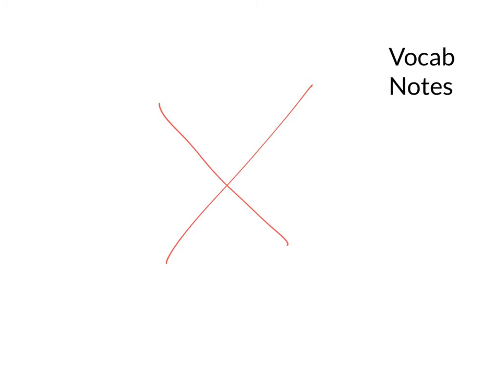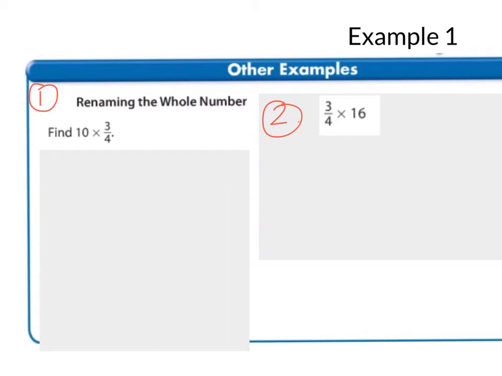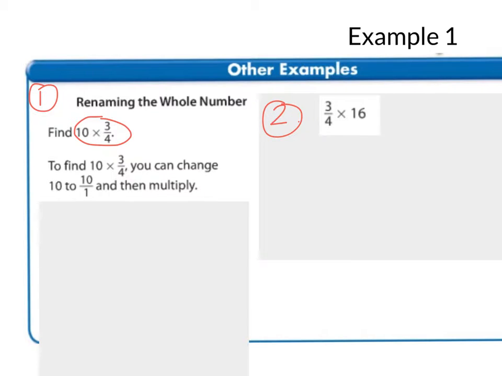There are no vocab notes today. And now we're on example 2. There is a different way to do this that might seem simpler to you. The first example is really for understanding. Please write that. 10 times 3/4. So to find 10 times 3/4, you can change 10 to 10 divided by 1, or 10 wholes, and then multiply. I know that 10 and 10 wholes I read the same way. It is the same number, just if I want to make 10 into a fraction, I add a denominator of 1. Now I'm ready to multiply.